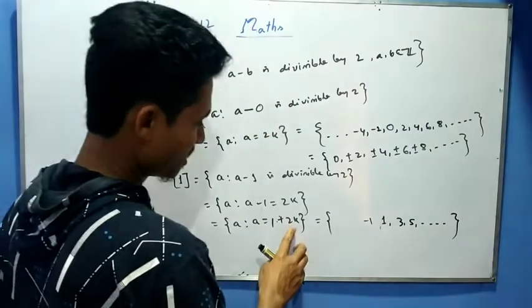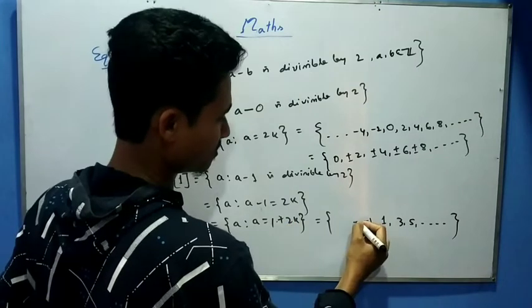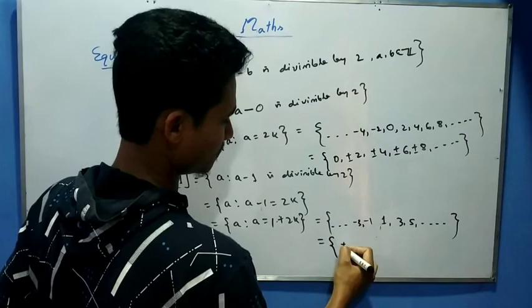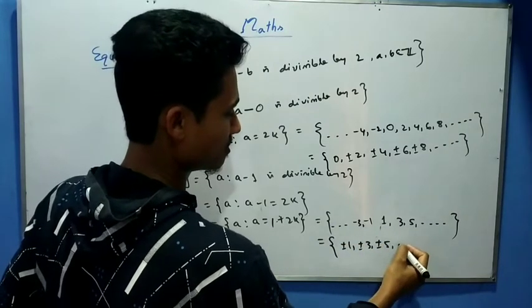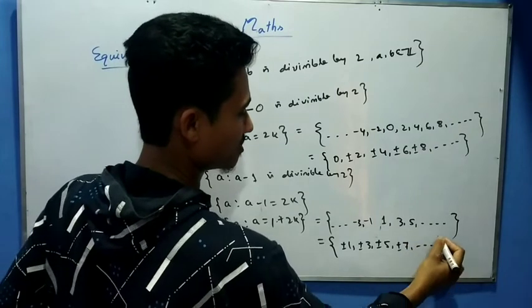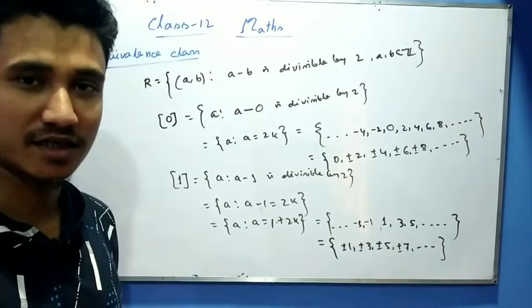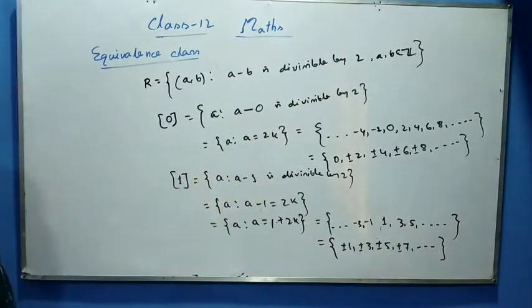Now if I put K equal to minus 2, 2 times minus 2 is minus 4, 1 minus 4 is minus 3, and so on. So this set can be written as plus minus 1, plus minus 3, plus minus 5, plus minus 7, and so on. The meaning is that if I change the set, then our equivalence class will also change. If I change the equivalence relation also, then our equivalence class will change.